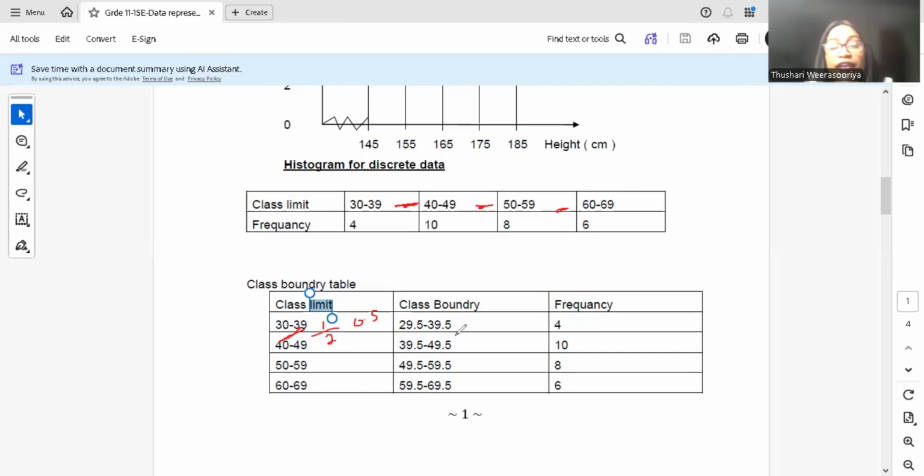We add 0.5 for this number, 39, and 0.5 subtract from this. Then from the 40, I subtract 0.5, that is 39.5. Then add 0.5, 39.5. Now there is no gap between the class intervals. So that we are drawing the histogram for these two data. We are not taking this class interval, right? Okay, when you have a gap, you draw the class boundary table and draw.